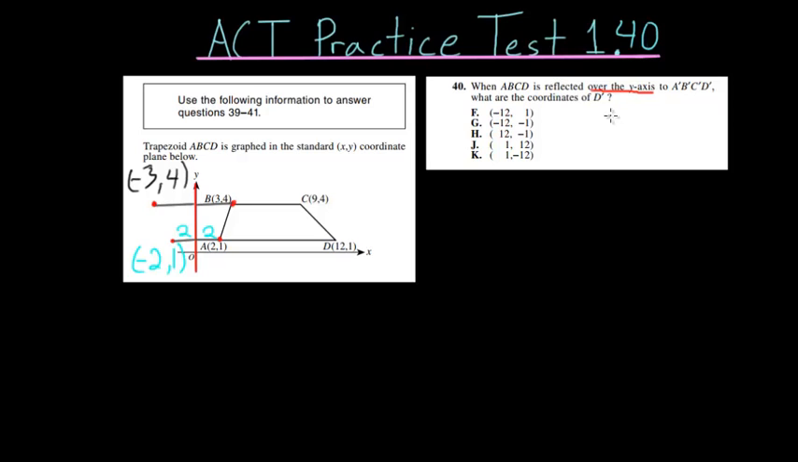So we need to know what the new coordinates for D prime would be. So when you take D and you reflect it, it would probably end up somewhere over here, but the key point for this D prime is that it's now at -12, 1. So our final answer here would be this choice letter F.